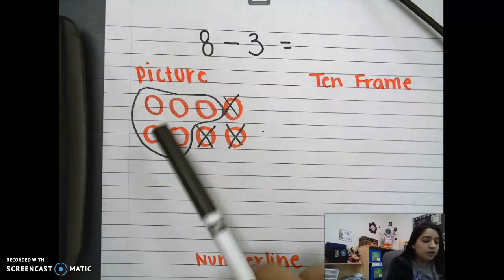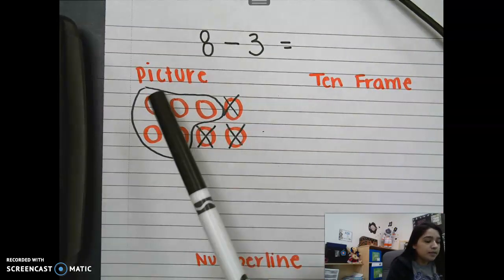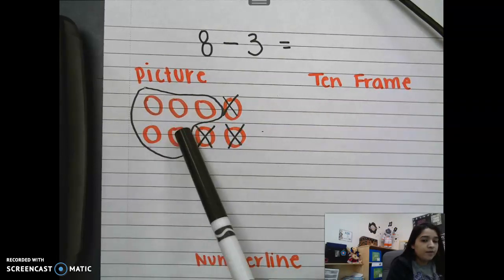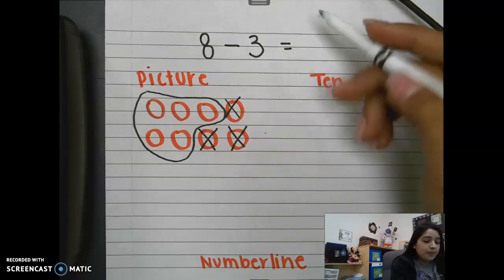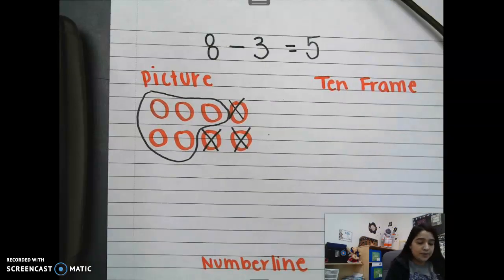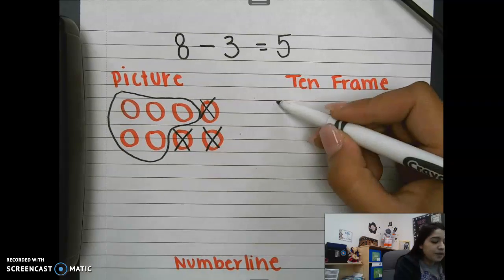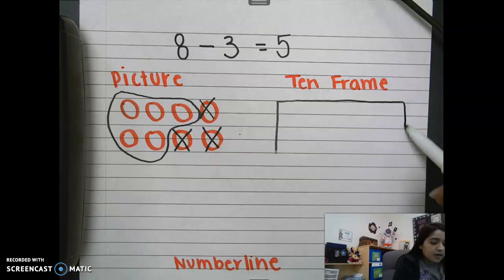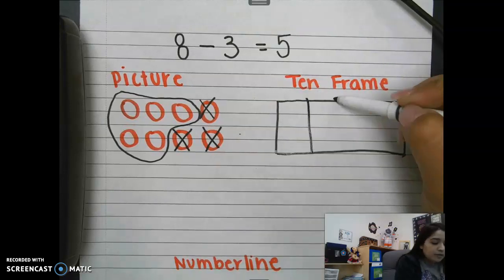So we're only going to look at the ones that we have left, the circled ones. So how many is that? Let's count it. 1, 2, 3, 4, 5. So what's the total? 5. We have 5 left. So that's our picture. Now let's draw it in a 10 frame. So I'm going to draw my 10 frame again. You draw a rectangle and then 4 lines.